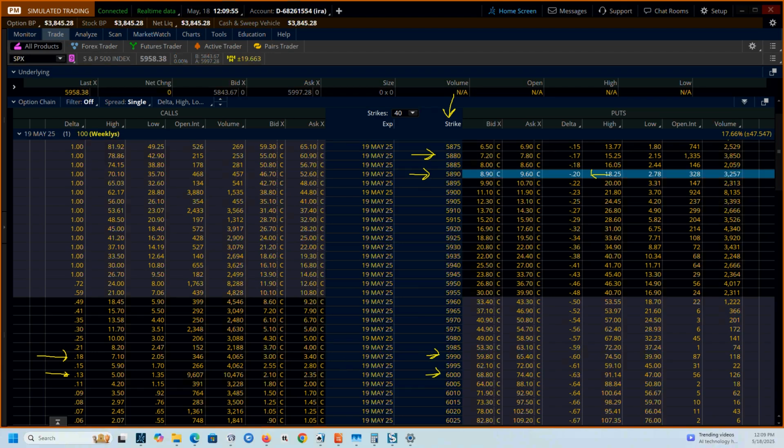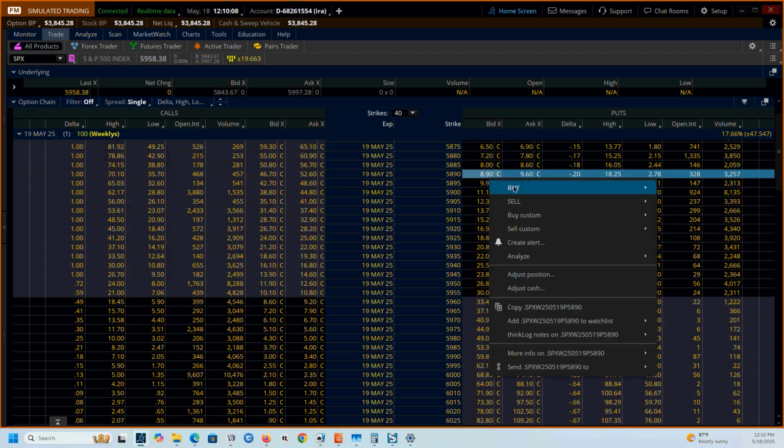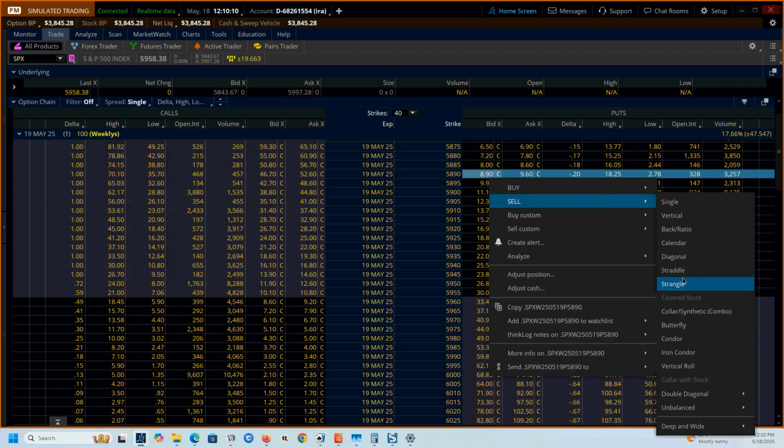Now, after I've identified all that, I'm kind of tiptoeing through it. I call it tiptoeing through it. Might be kind of fast with some. But on 5890 on this platform, I can right click on the bid. I can say sell, and I can say iron condor.